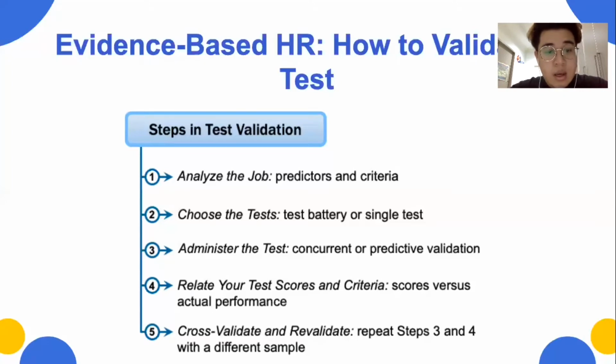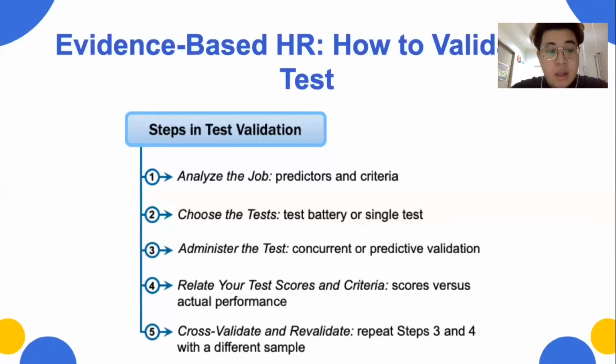Next, administer the selected test. One option is to administer the test to employees currently on the job. You then compare their test scores with their current performance. This is concurrent validation. Predictive validation is the second and more dependable way to validate a test.